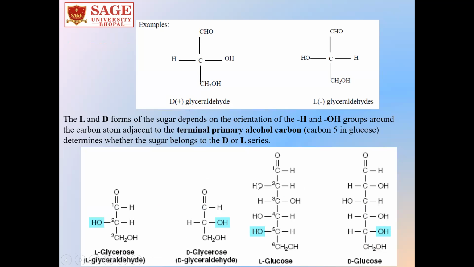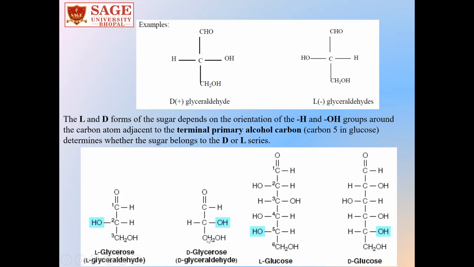Now, what to do if there are more than one OH and more than one chiral carbon? The L and D forms of the sugar depend on the orientation of the hydrogen and OH groups around the carbon atom adjacent to the terminal primary alcohol carbon. It determines whether the sugar belongs to the D or L series. So here carbon 3 is the terminal primary alcohol carbon. Adjacent to this is carbon number 2 and OH is on the left hand side of this carbon, so it will be L.